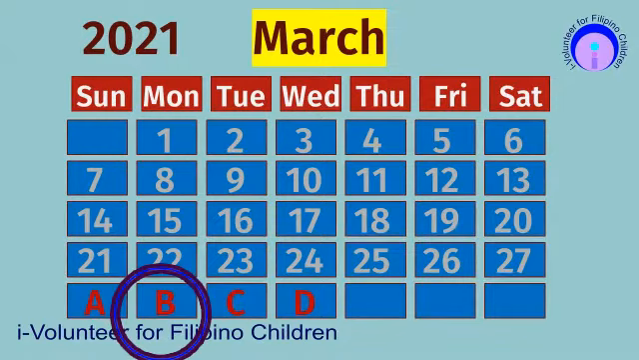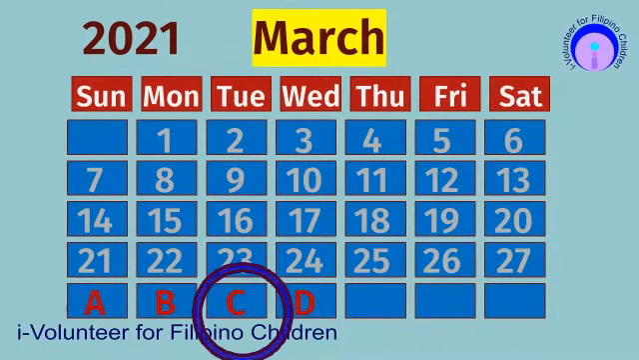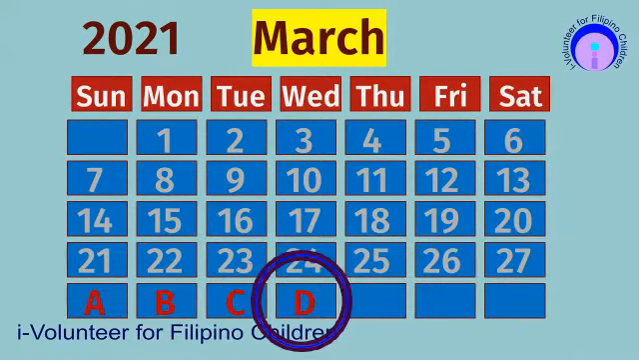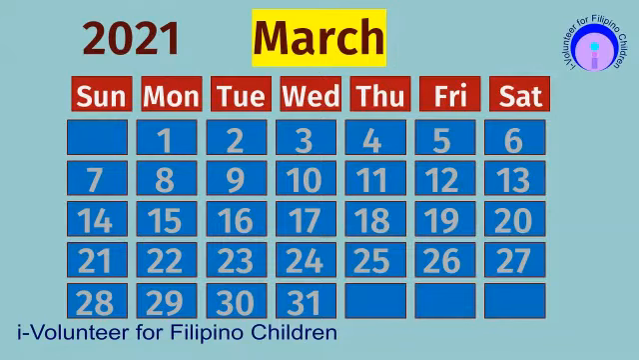Paano naman natin makukuha ang petsa ng letter B ng mabilisan? Simple lang, 28 plus 1 is equal to 29. At ang susunod ay gaya din ng letter B, it's 29 plus 1 is equal to 30. And D is the last day of the month for March. 31st is the last day for the month of March.